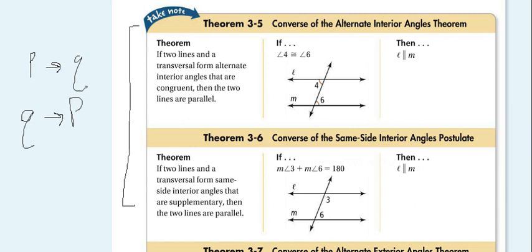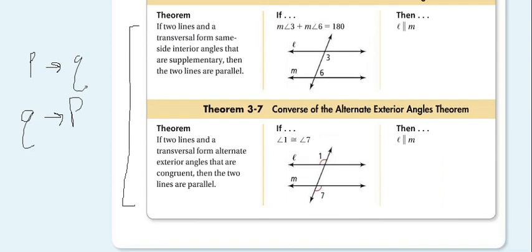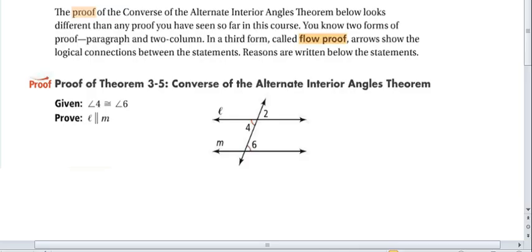And then our next one, we're going to write this one down too, the converse of the alternate exterior angles theorem. Again, write it down. If two lines and a transversal form alternate exterior angles that are congruent, then the two lines are parallel. So before we were given that if the two lines are parallel cut by a transversal, then the two angles are congruent. Now it's just the opposite. So we're trying to prove that the two lines are parallel, and we do that using our converse method.